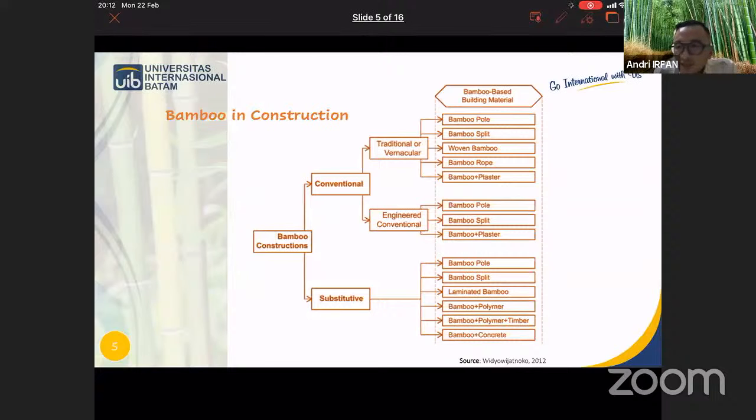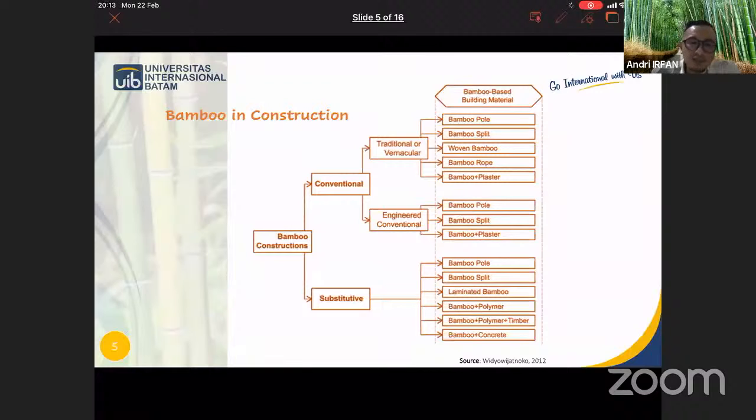Okay, this is the classification of bamboo construction. It is part of the classification of the entire bamboo-based construction. According to this classification, bamboo construction is divided into 2 main categories. The first is conventional and substitutive bamboo construction, as indicated in the following diagram in the slide. Conventional bamboo construction is divided into 2 categories: traditional or vernacular, and engineered conventional.